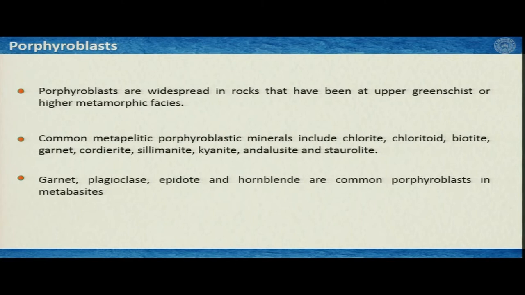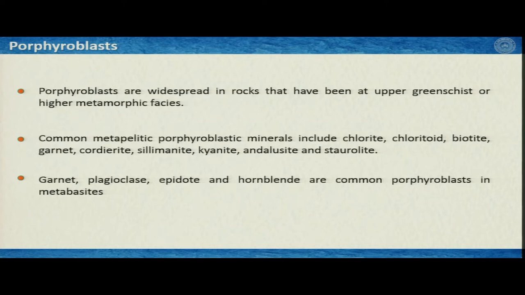Porphyroblasts are mostly widespread in rocks that have been at upper greenschist or higher metamorphic facies. That means you have to have enough pressure and temperature to make these minerals react and produce new grains. Now in common metapelitic rocks you find porphyroblasts like chlorite, chloritoid, biotite, garnet, cordierite, sillimanite, kyanite, andalusite and staurolite. So these are all metamorphic minerals, and they are considered porphyroblasts if the source rock is metapelitic by composition.